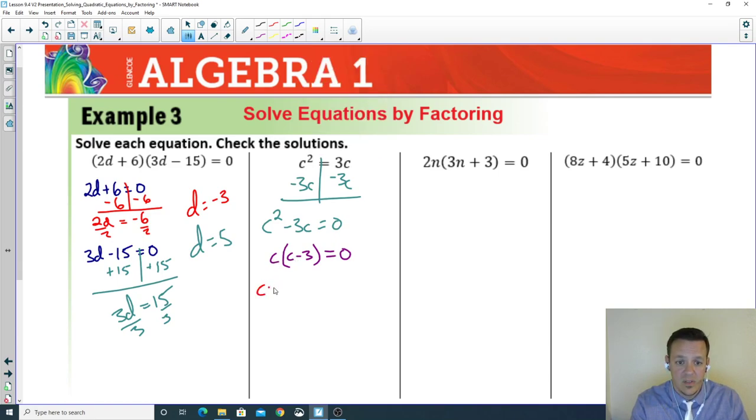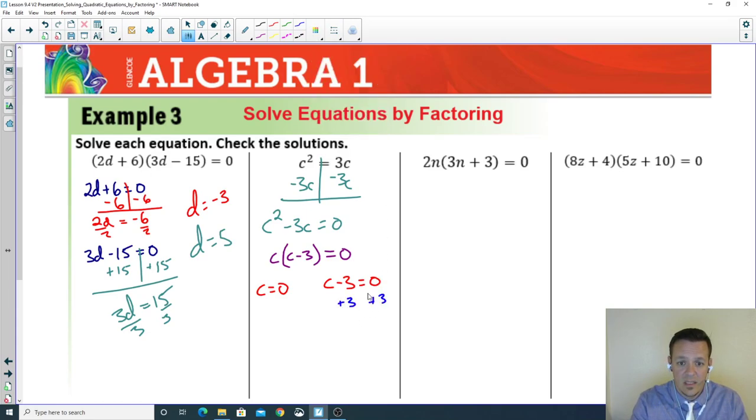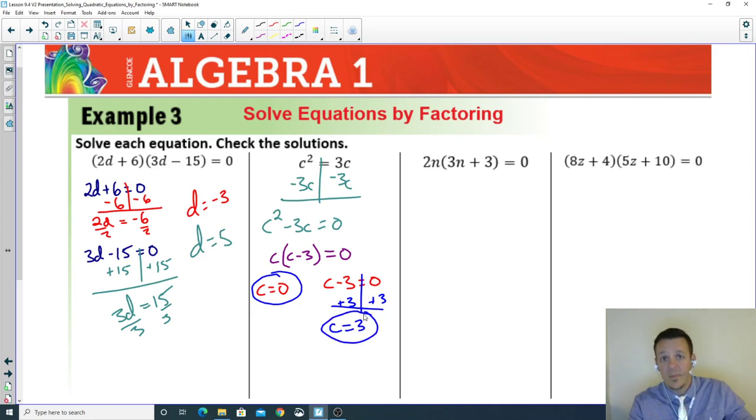So this would be c equals 0. You're done. Your other answer here would be c minus 3 equals 0. So now you got to solve this one out by just adding 3 to both sides. And now you're done with this. C equals 3. So there are your two answers, right here and right there. Right? So when you graph this parabola, it'll actually intersect at, so what this means is the intersections on the x-axis, horizontally speaking, is at 3 and at 0.